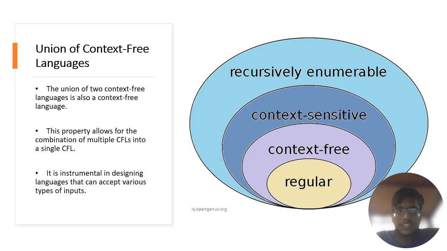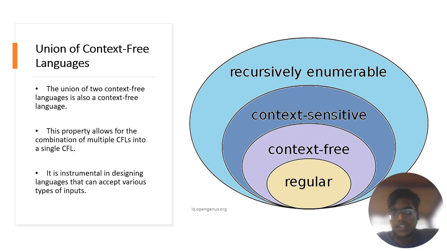Union of context-free languages. The union of two context-free languages is also a context-free language. This property allows for the combination of multiple CFLs into a single CFL. It is instrumental in designing languages that can accept various types of inputs.